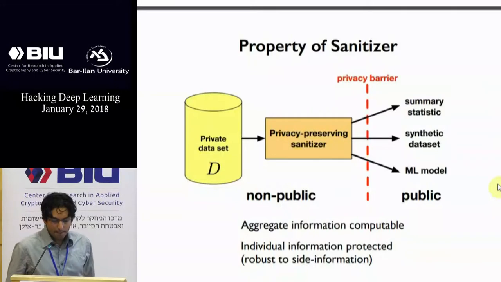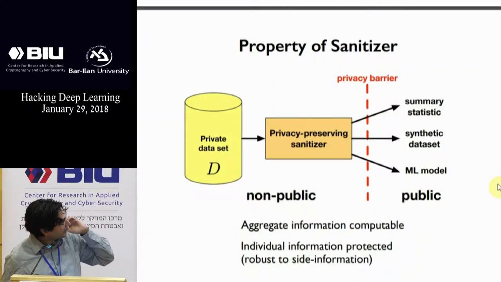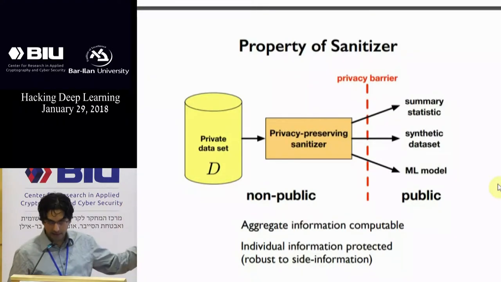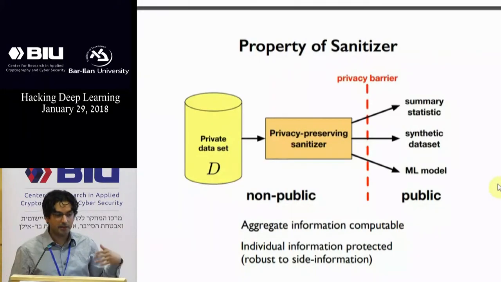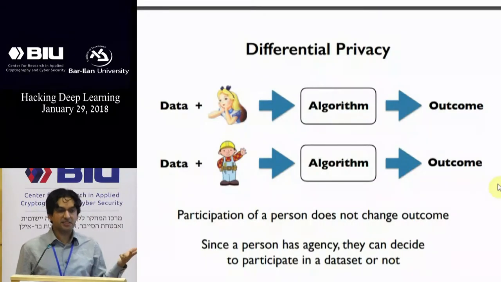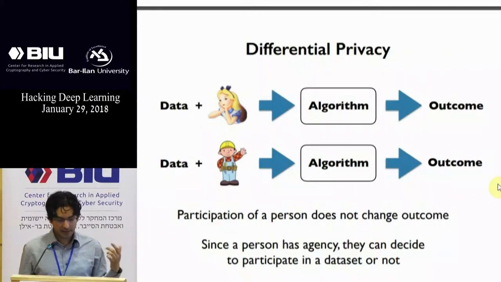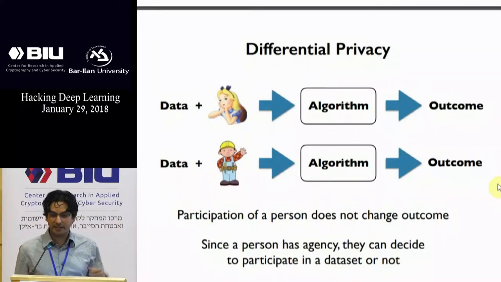So the things we'd like to guarantee from the sanitizer is that we get useful answers, but we're also protecting the data set. And particularly, we'd like to be robust to side information that an adversary might have about the data set. So differential privacy does this by positing a hypothesis testing setup, for those who do classical statistics. We have two hypotheses, one in which Alice is in the data set and one in which Bob is in the data set, and the adversary is interested in inferring whether Alice or Bob was in the data set.